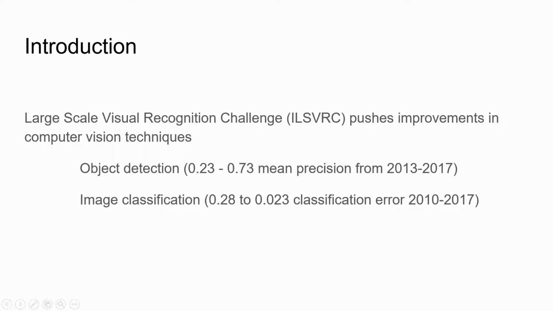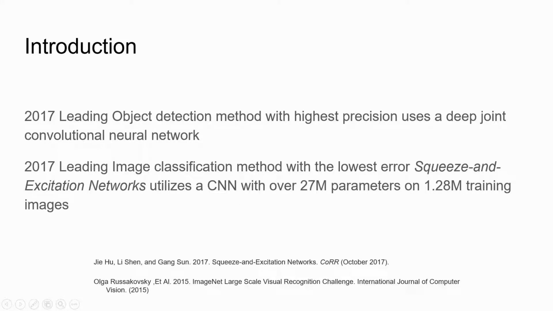Presently, the Large-Scale Visual Recognition Challenge, ILSVRC for short, uses ImageNet, a database of 15 million annotated images, to push research in computer vision technology. The leading object detection method in 2017 with the highest precision also uses a CNN. And also, the leading image classification method with the lowest error in 2017 utilizes a CNN with over 27 million parameters and 1.28 million training images.